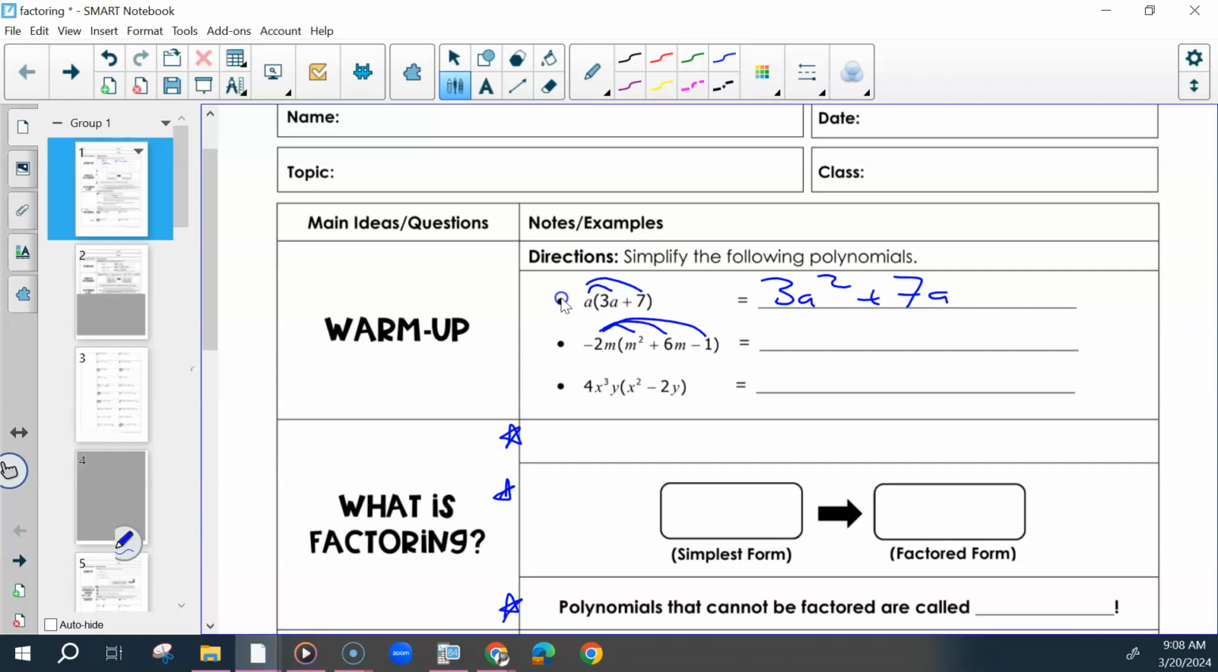What would that be? Negative 2m times m squared. Negative 2m cubed. Negative 2m times 6m. Negative 12m squared. And then negative 2m times negative 1. Positive 2m.